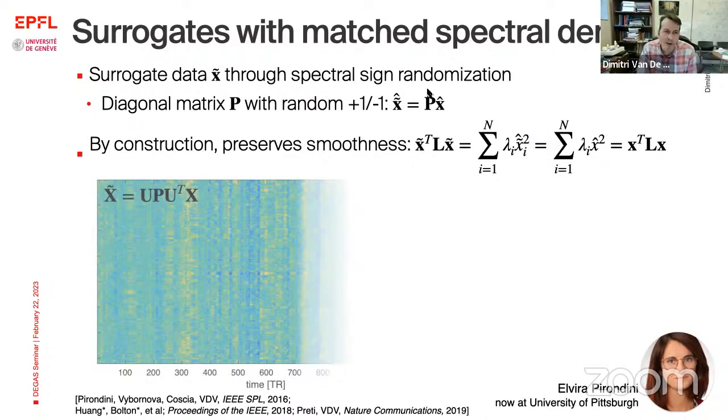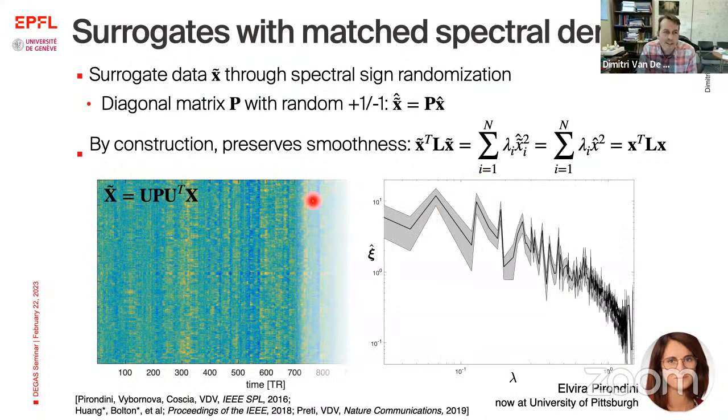And so the way this works is if you look again at the data matrix, we bring every column into the spectral domain, we randomize the signs, and then we go back to the original domain, and we have a surrogate data set at the output.